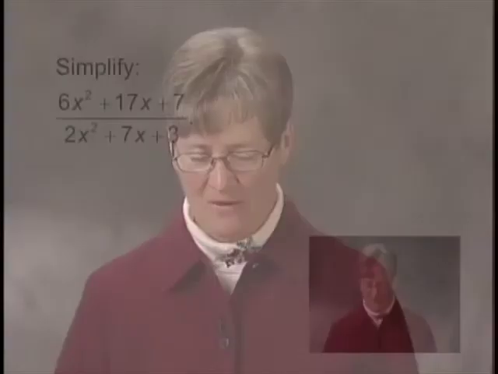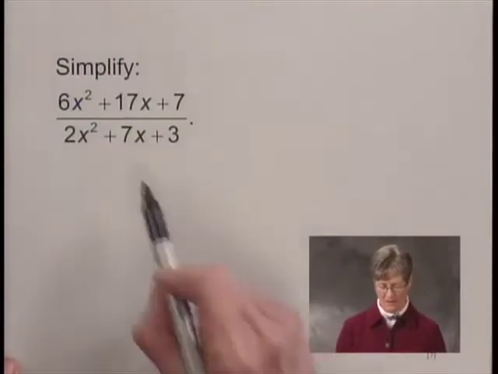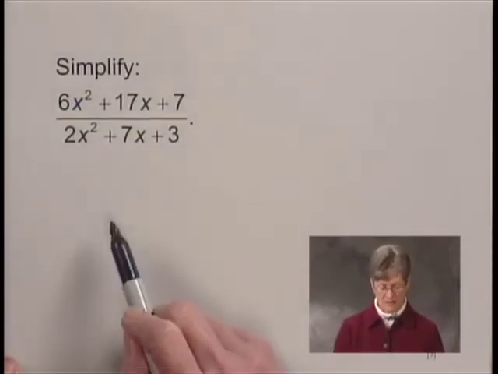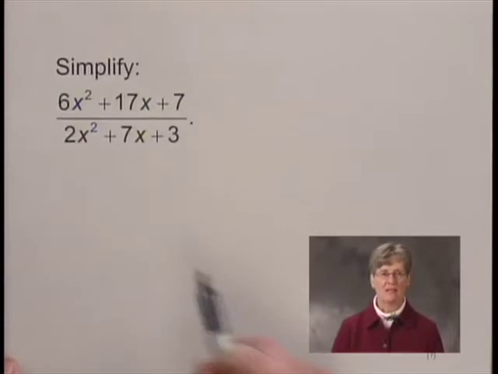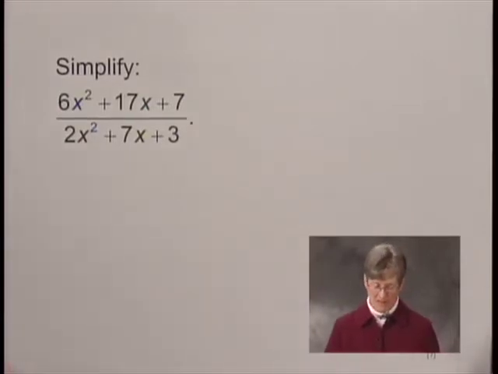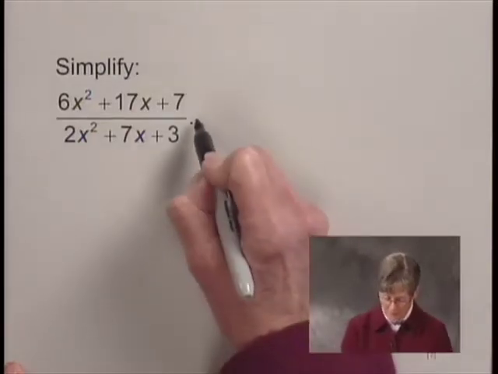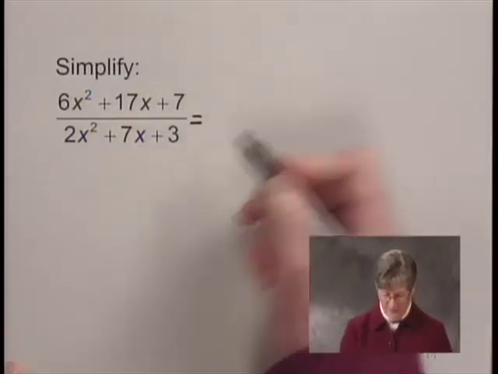In this exercise, we'll simplify a rational expression. The expression that we're working with is 6x squared plus 17x plus 7 over 2x squared plus 7x plus 3. Now, to get started with the simplification, I will factor the numerator if I can and factor the denominator if I can, and then we'll see if there are factors common to the numerator and denominator. So let's just go ahead and do the factoring.